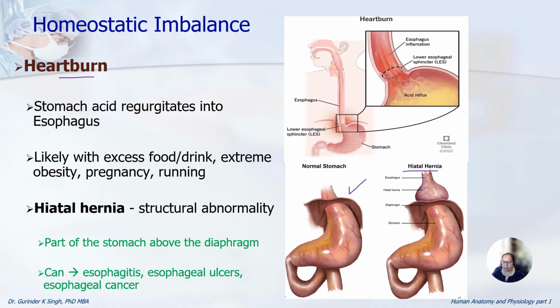This is a picture of a normal stomach in which the esophagus ends here, and that's the diaphragm. But here you can see the opening has become larger, and part of the stomach has protruded out into the chest cavity. This can result in what we call esophagitis, meaning inflammation of the esophagus. You may also end up having esophageal ulcers and eventually esophageal cancers too.